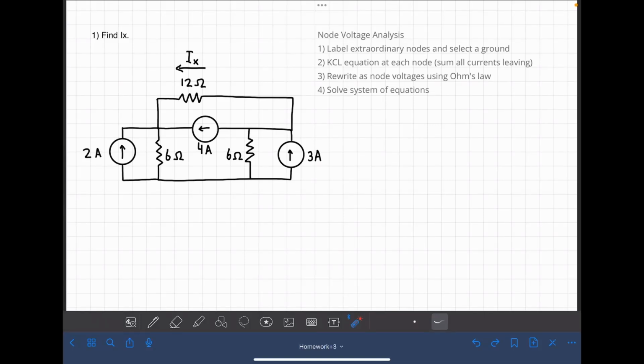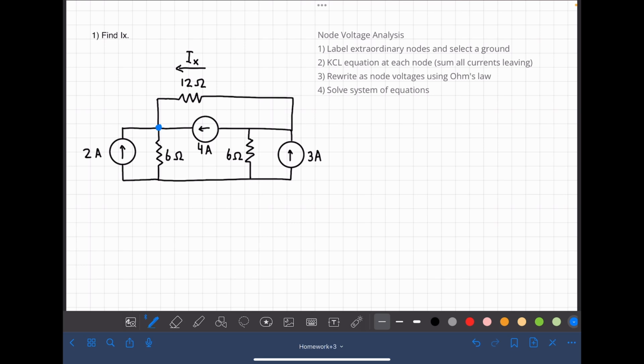Okay, so we have a circuit here, and we're trying to find Ix, and we're going to be using the node voltage analysis method. So we have 4 steps to this method. The first of them is to label all our extraordinary nodes and select a ground. So we have one here. Just a reminder, the extraordinary nodes are the ones with 3 or more components attached to them.